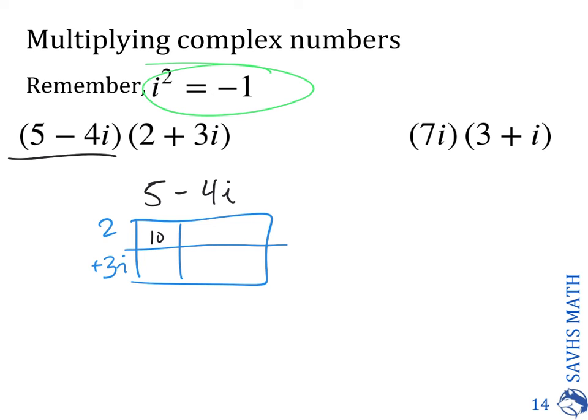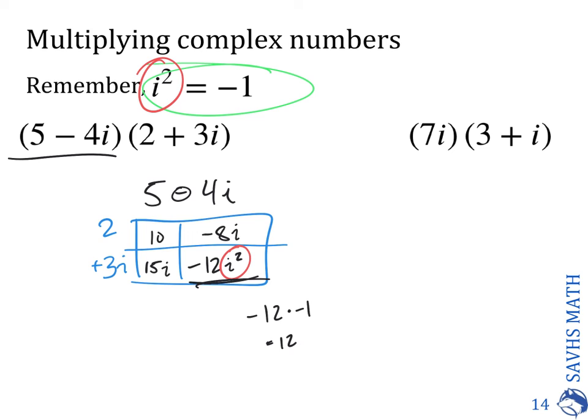2 times 4i is -8i, because it's negative right here. Okay, that's negative. 5 times 3i is 15i. And then 3 times -4i is -12i squared. Now, this is the part that is important, because remember, we have an i squared right here. And if we have an i squared, then we need to write -1. So what we have in this bottom box right here is just -12 times -1. -12 times -1 is +12.